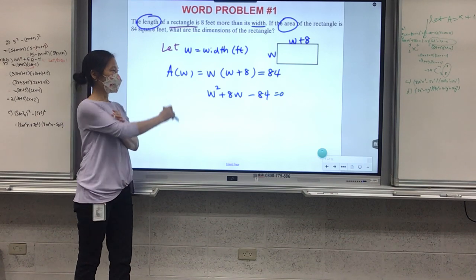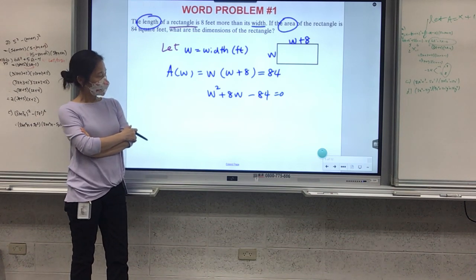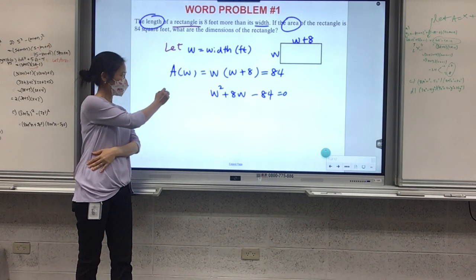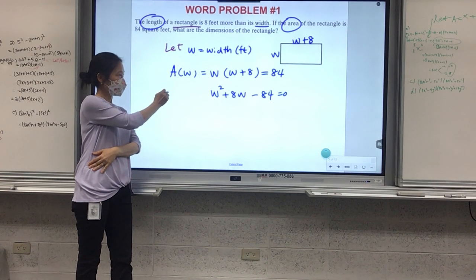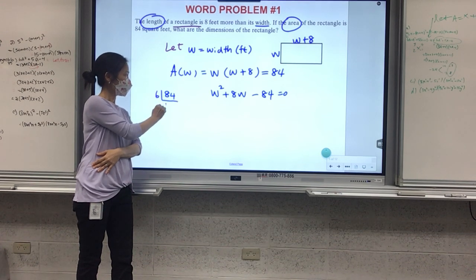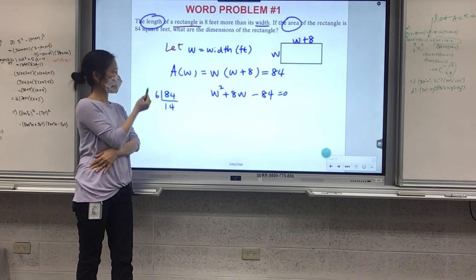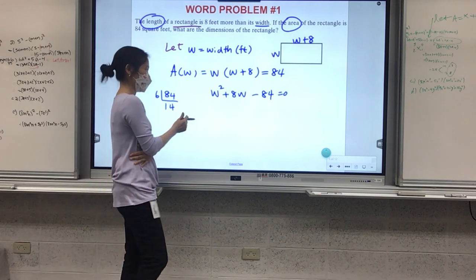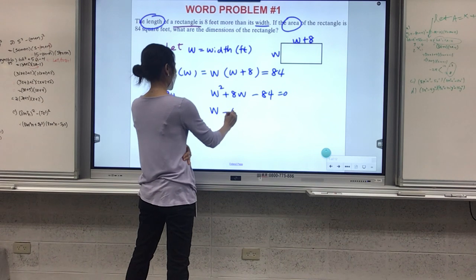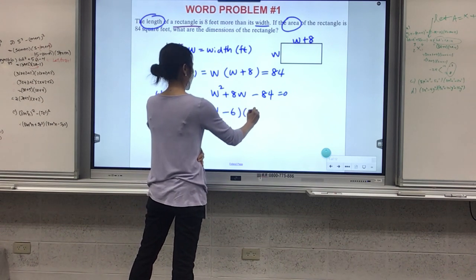Okay, what is the factor? 6 and 14. So 84, how do you all do it so fast? 14 minus 6 is 8. Good. So this is W minus 6 times W plus 14.